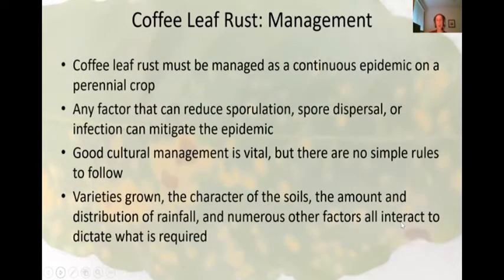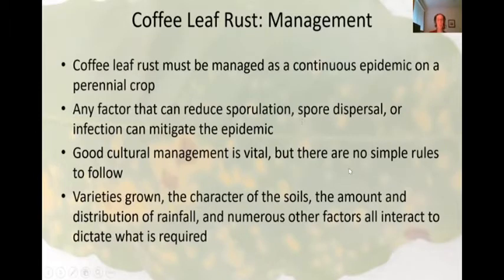It has to be managed as a continuous epidemic. We have to be proactive. There are things to do to keep your plants healthy. Spray protectants in combination with other fungicides. So ultimately, we're trying to reduce the sporulation and the dispersal to mitigate the epidemic.